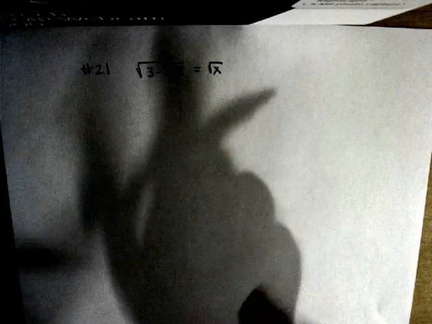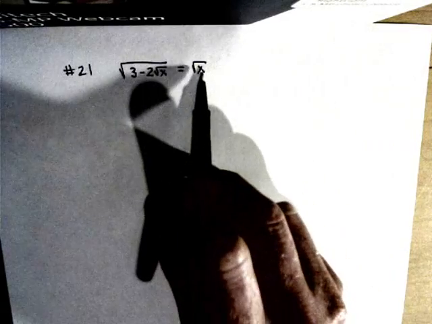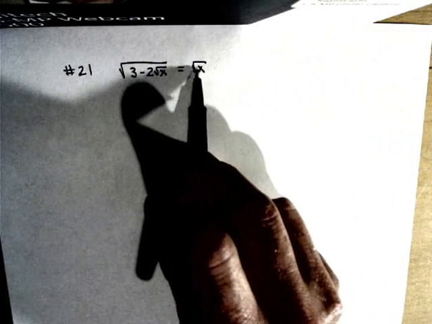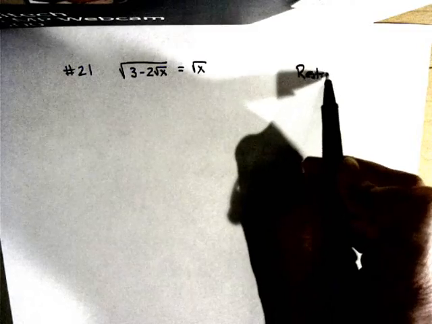Number 21 has 3 radicals in it. So we're going to have to set up a couple of restrictions here. Our first restriction is this term underneath the radical has to be positive. So we can set up our restrictions.